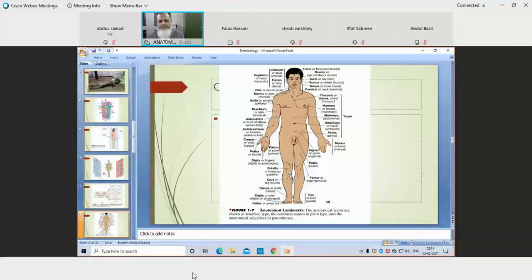And in these terms, the reference point is the median plane or the midline. Anything nearer to the midline or towards the midline is medial, and away from the midline is lateral. This again is a relative term.